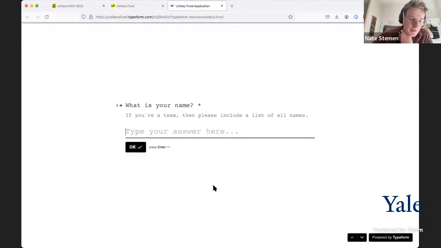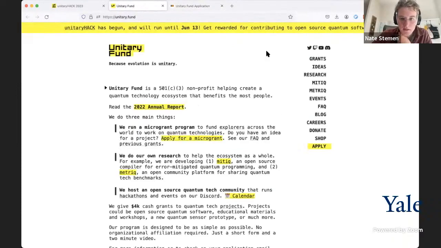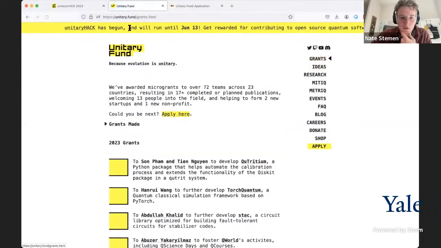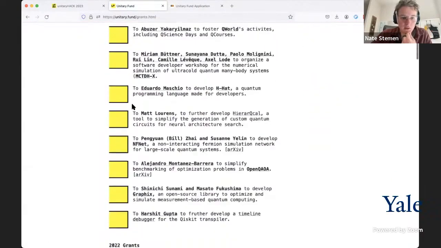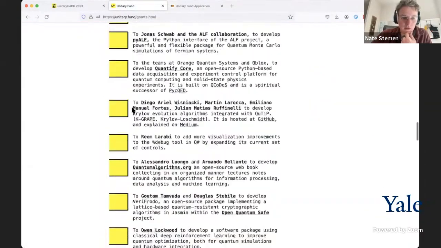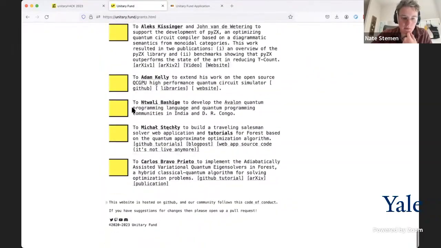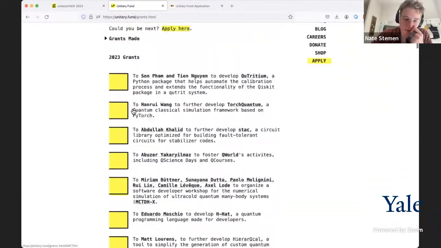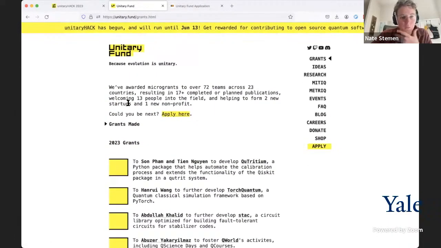It's going to ask you for some basic information to get in contact. And then if you're interested in seeing the other stuff that we've funded, you can go to this grants page and see all of the grants that we've made over the past few years, which is our entire history. So just to get a sense of what we've accepted, what people are getting to work on.